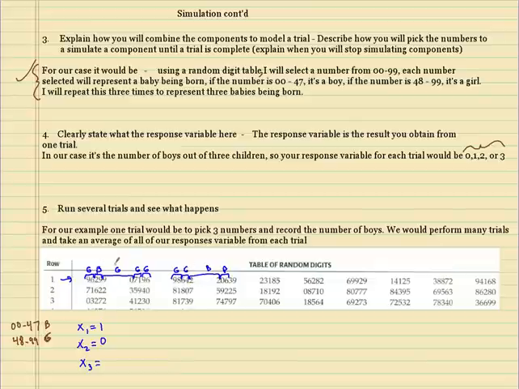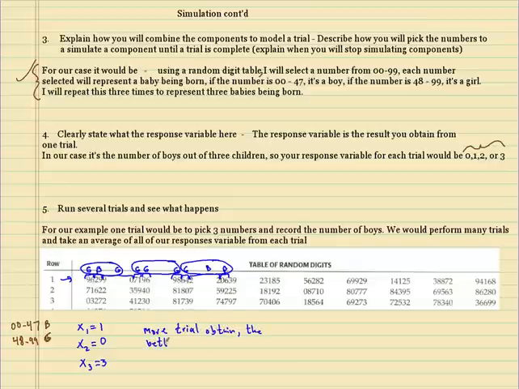So I'm going to circle my trials. That's a trial. That's a trial. And this is a trial. So on my third trial, I got a 3. Okay? The more trials obtained, the better the results. Okay? The better the results.